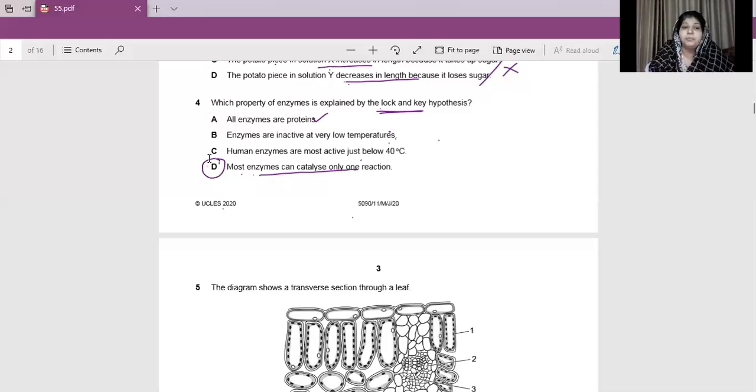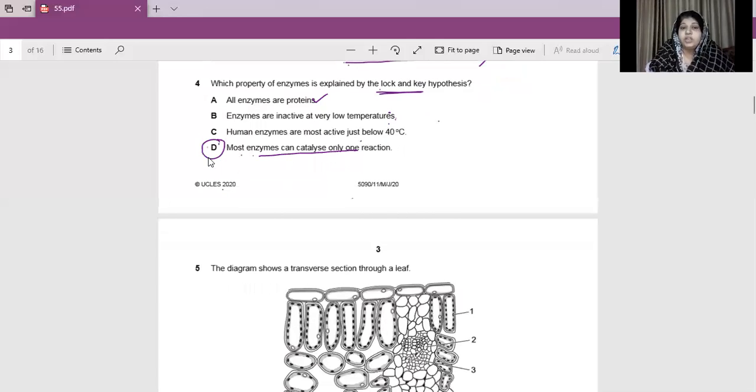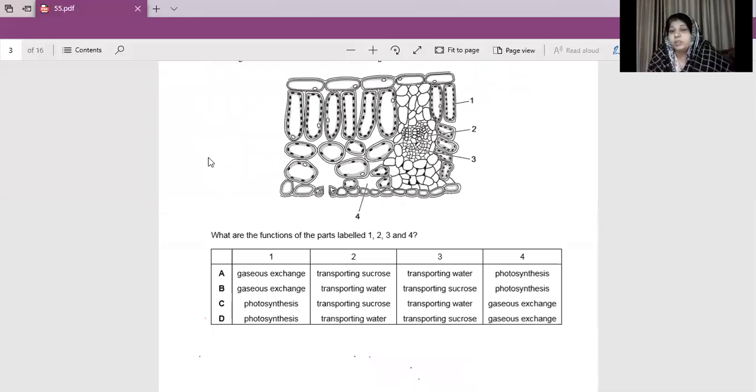Number five is about leaf structure. Here they are saying you have to find out the function of 1, 2, 3, 4. The first one is again the palisade layer, where most of the photosynthesis process takes place. C and D are giving us the idea that 1 is this one. Number four is empty space, gaps. It means these are for gas exchange. So we have to select between C and D. Leave A and B.